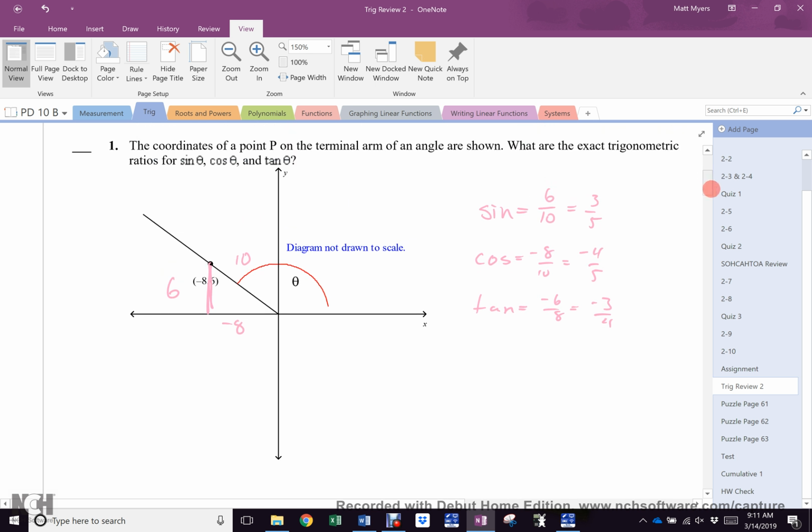Every question is out of 3. Give yourself a mark out of 3. If you didn't simplify, give yourself 2.